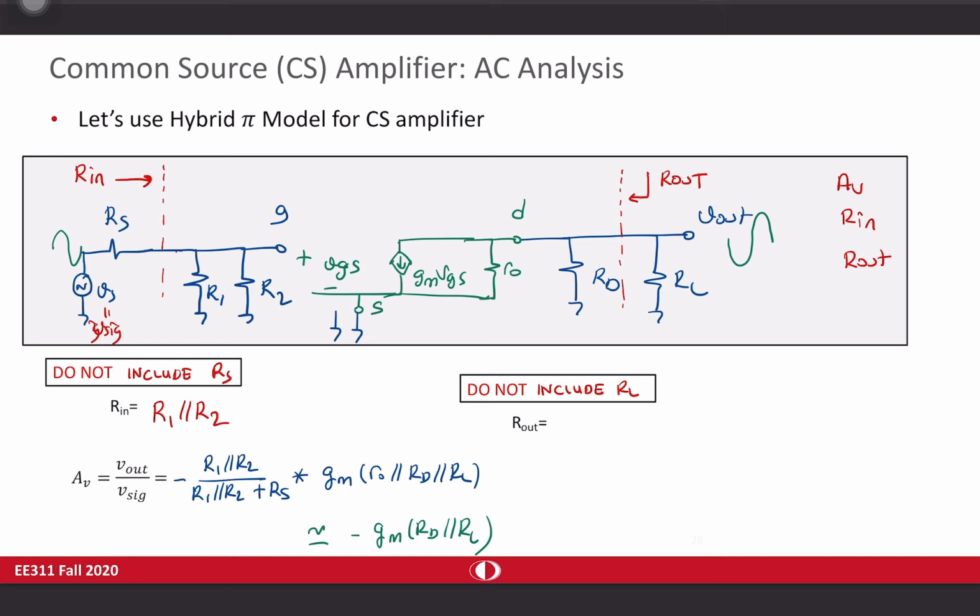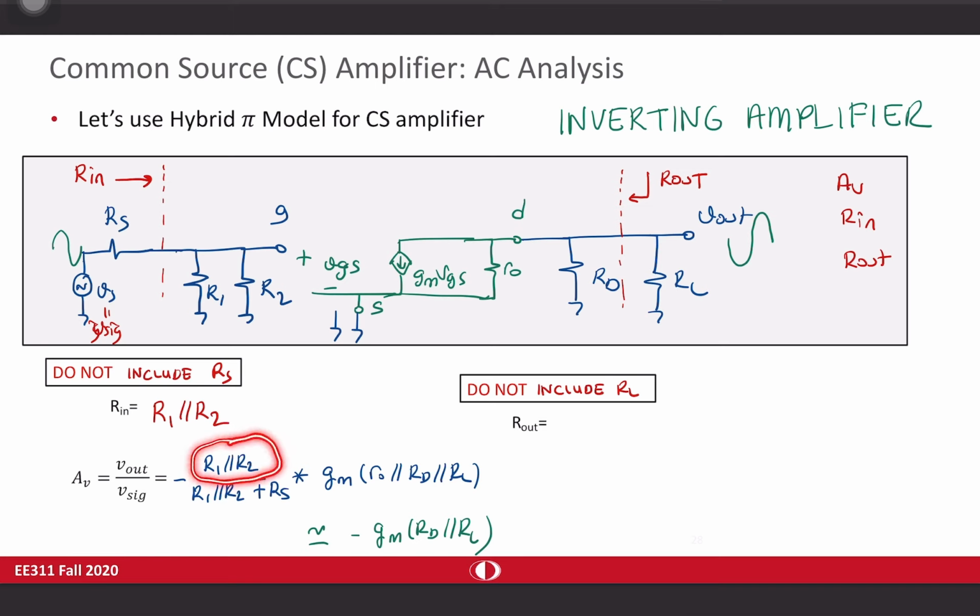And as you may remember, there are some critical outcomes of this expression. First of all, we have a negative sign. This tells us that input and output are out of phase. If you have a sinusoid like this at the input, the output will be the reverse of it. There's a 180-degree phase shift. So a common source amplifier, I can say that it's an inverting amplifier. That is one of the most important outcomes in here.